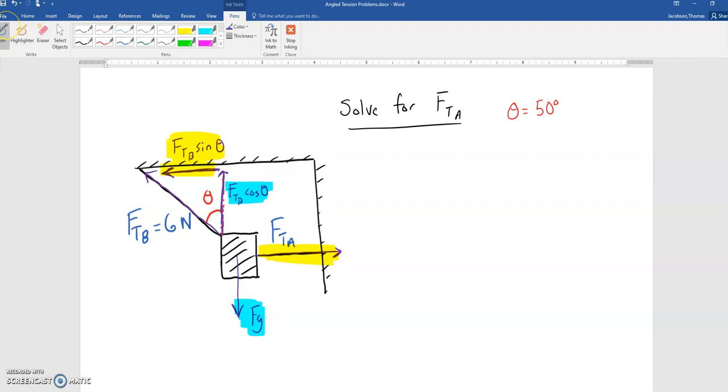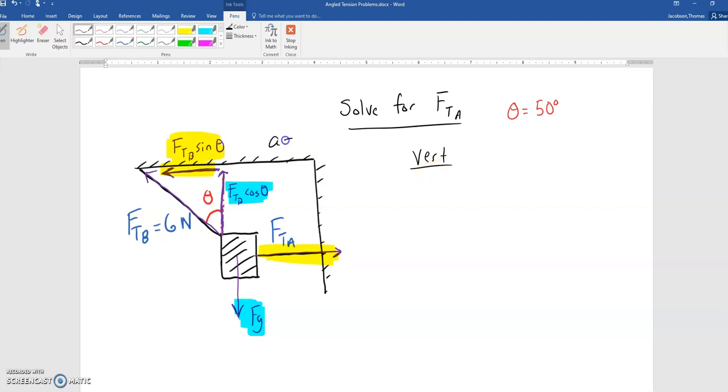Our goal is to solve for FTA. We also know this tension force right here is 6 newtons, like I just wrote. We don't have the mass, which is fine. We can still solve for the tension force in A. I'm going to start off using vertical forces. We may get stuck here, we'll just see.